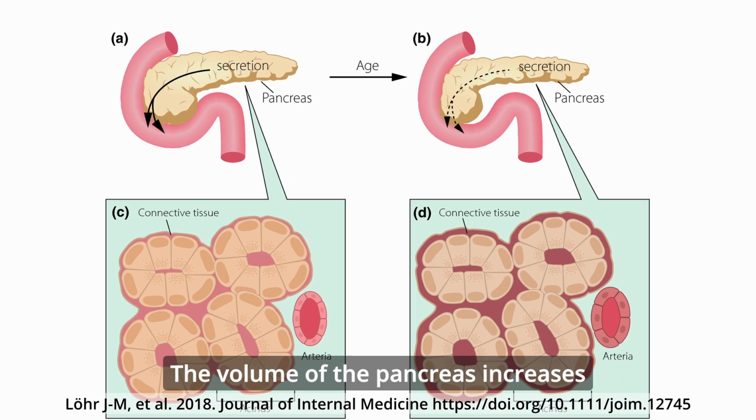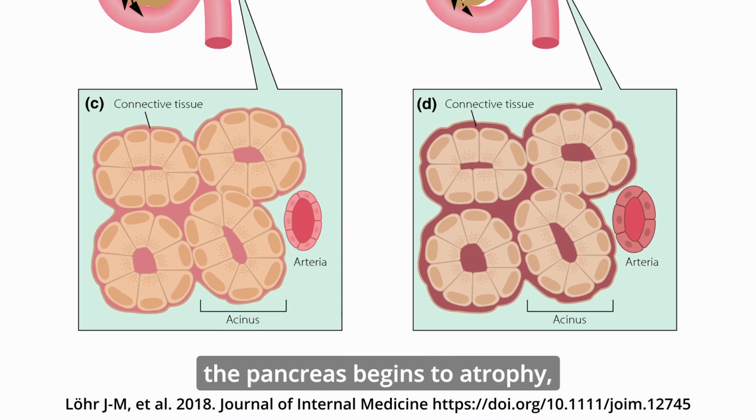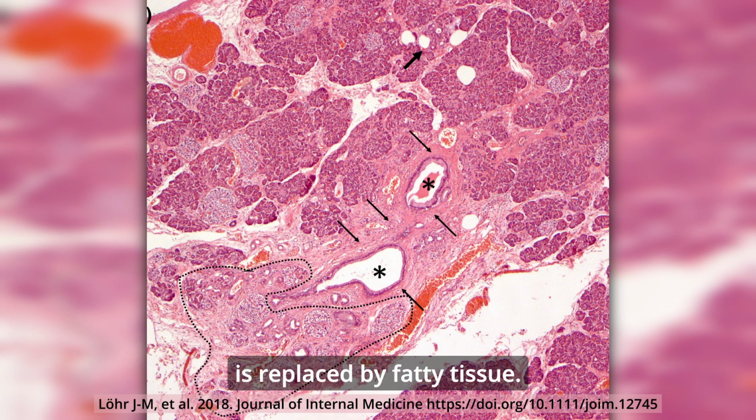The volume of the pancreas increases until around age 40. After age 60, the pancreas begins to atrophy, and exocrine tissue is replaced by fatty tissue.